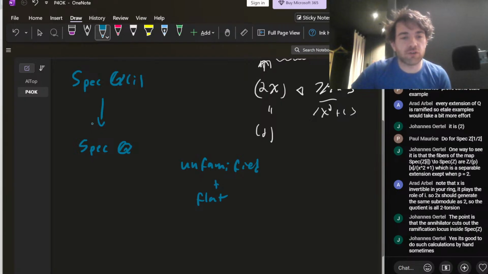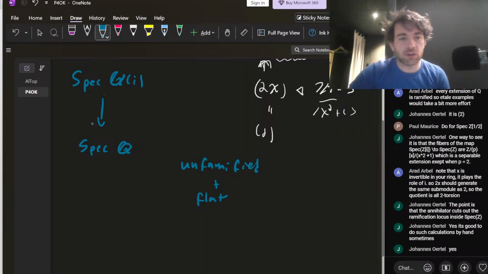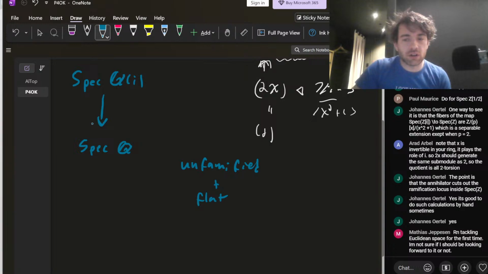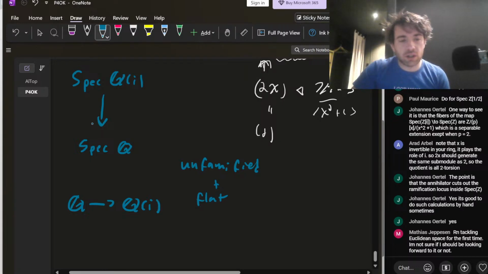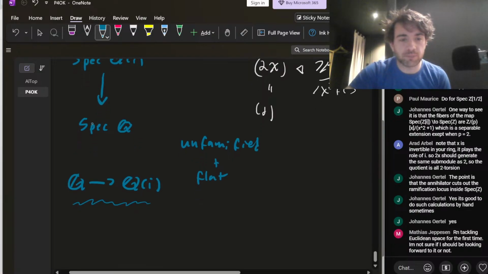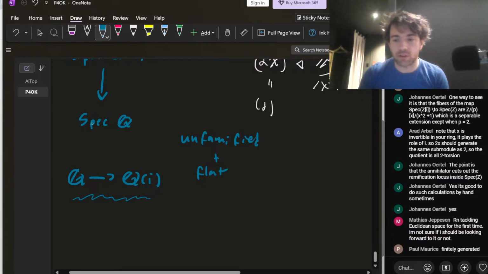And for the flat part, because we're just taking a map of two affine schemes, it suffices to check if the algebra map is flat. Well, the map on the level of rings.